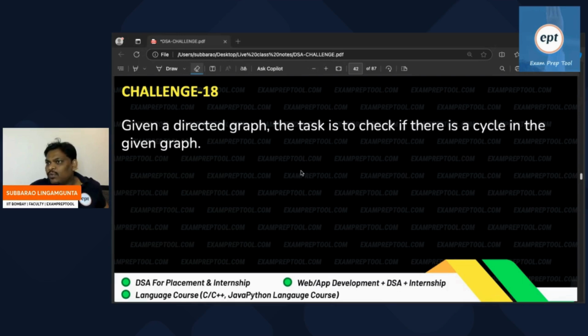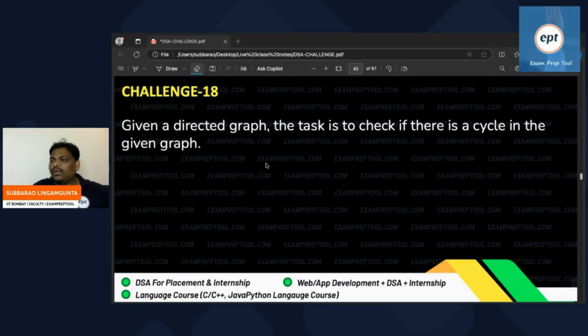Yesterday we discussed this problem. Now we are going to see the answer for it, so please try to understand what is going on. I hope you tried it yourself. See challenge number 18, what exactly this problem is. I will give the answer also.